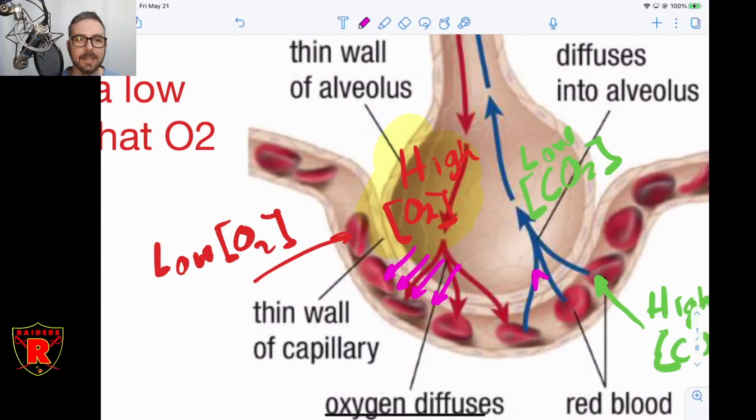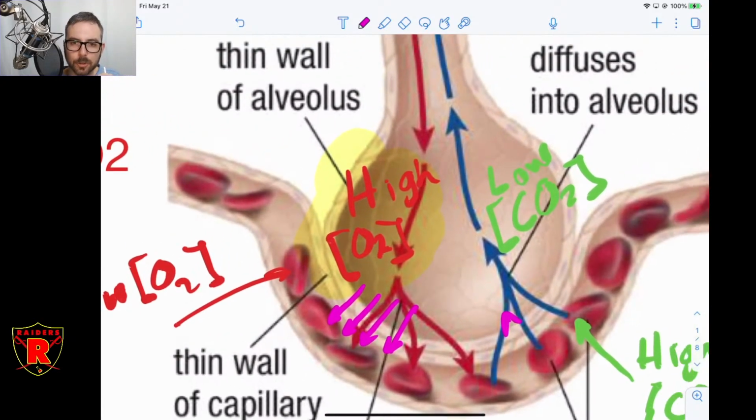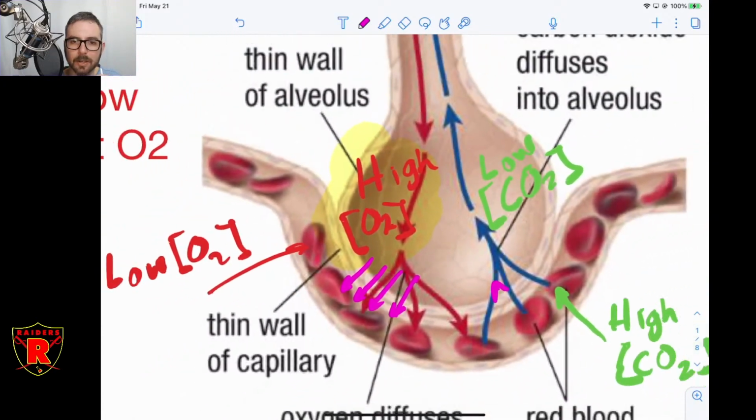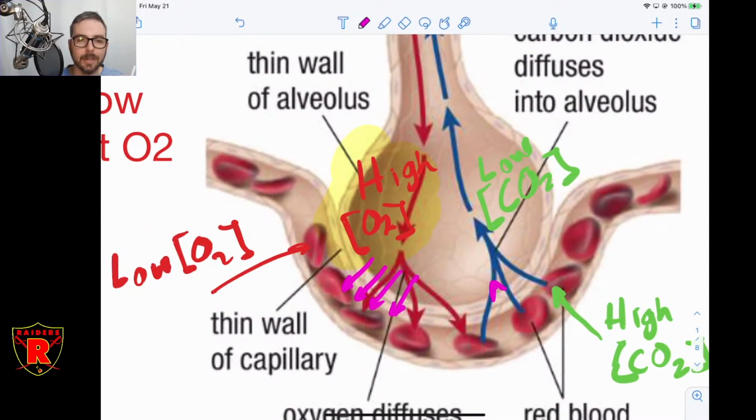That is the exact same thing as what I just showed you in the example of the two gases on either side. We have a higher proportion of O2 in the alveoli and a lower proportion in the blood, and so you're going to get movement of oxygen into the blood. That's diffusion.